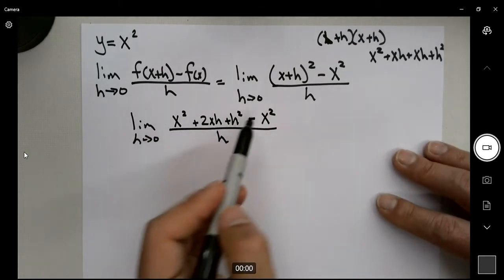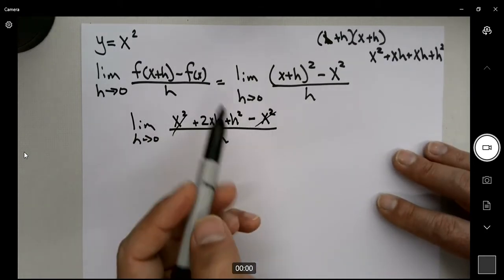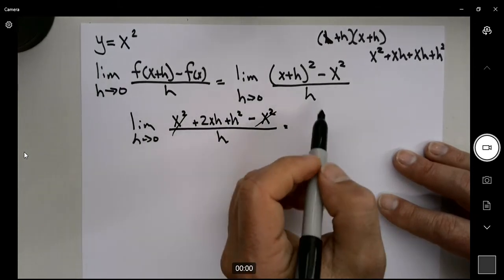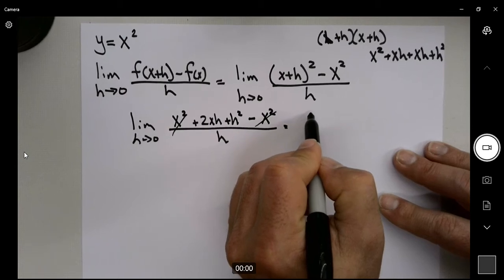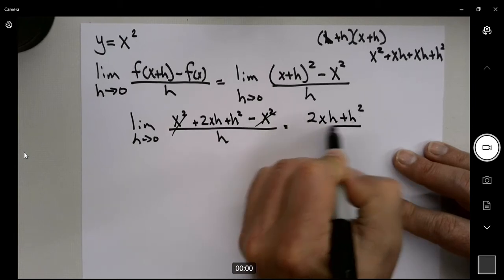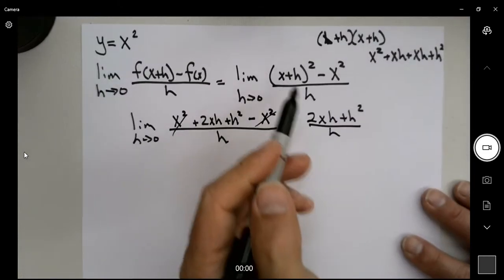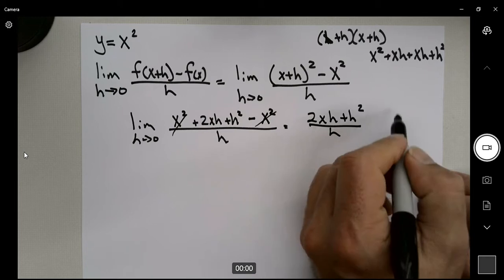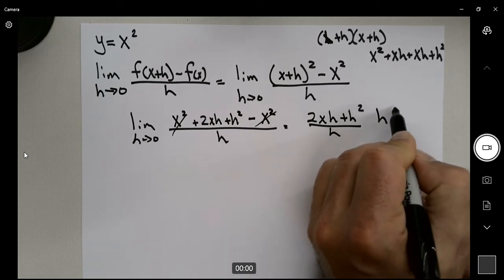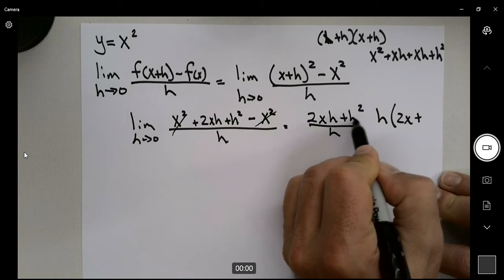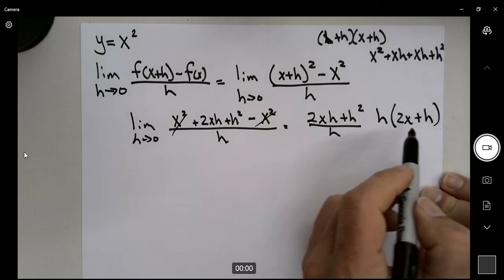Now we can see that these guys cancel, and we're left with, I'm going to skip the limit notation for now just to keep it easier, 2xh plus h squared over h. Okay, we can factor an h out of the top here. H times 2x plus h, we take 1 h away from h squared, and we've got that.